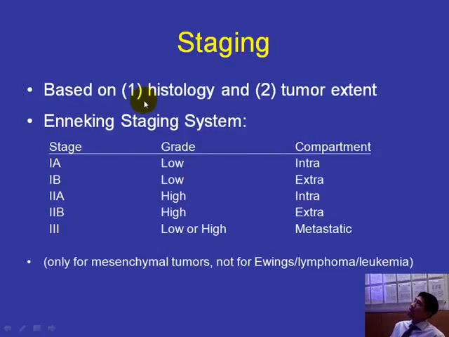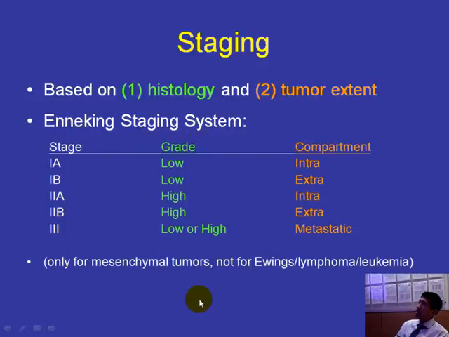So remember that staging is based on two things, histology and also tumor extent, depending on the grade or the compartment where the lesion is. So tumor extent is really a description of the compartment, whether it's intra or extra compartmental, or whether it's metastatic, they extend outside into different parts of the body. The grade is really the histology. What the pathologist showed the tumor is, low grade, high grade, and the combination of these two will tell you the stage of the lesion.